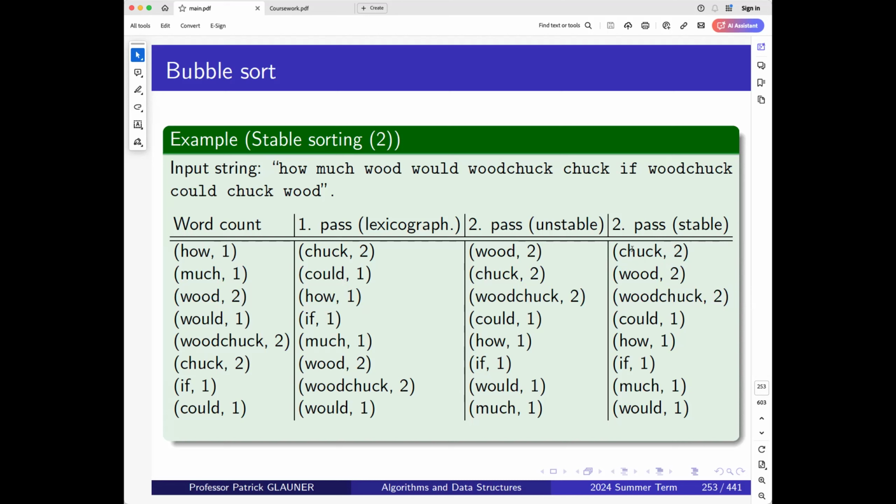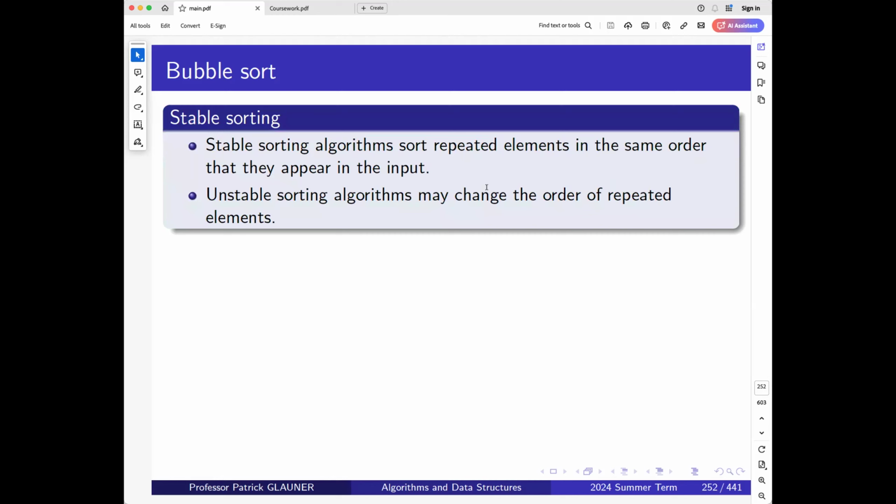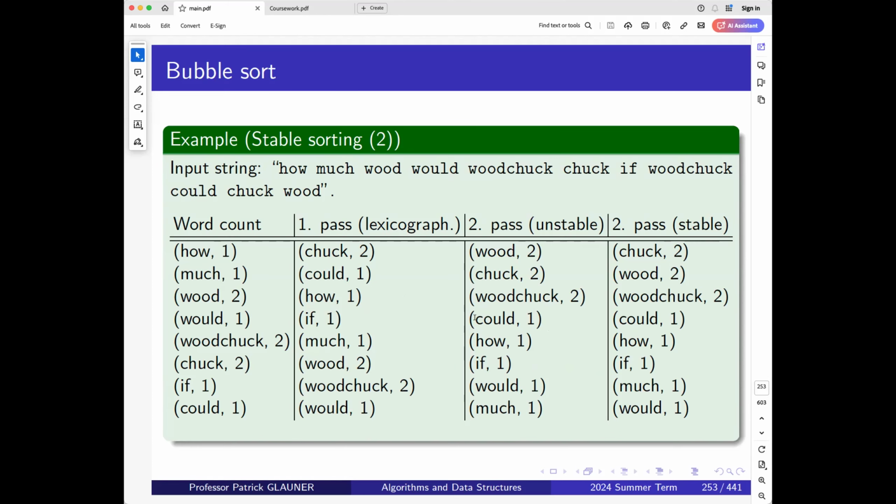And I see that in the group where the integer is 2, the pairs are still sorted based on the strings in a lexicographic way, and the group where the integer is 1 is also sorted lexicographically: could, how, if, much, would. And that's the consequence of stable, because stable sorting means repeated elements will appear eventually in the same order as they appeared in the input.